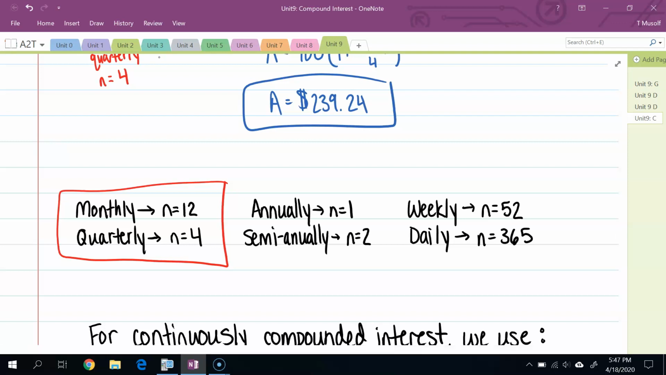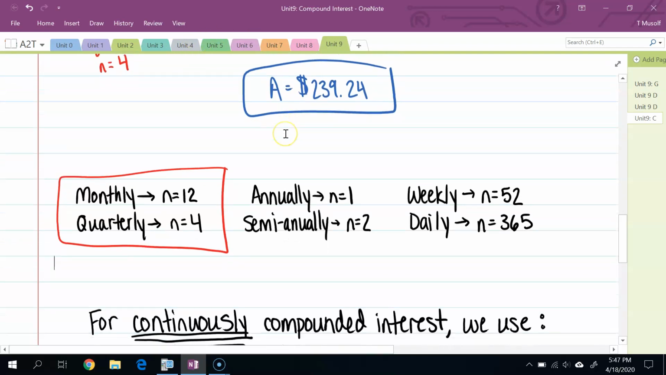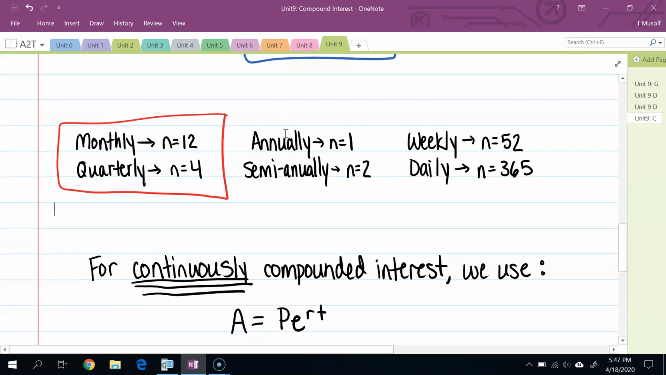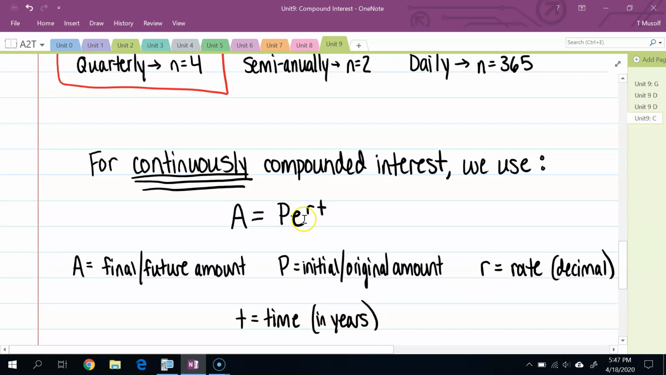And daily, same thing. All right, but there's actually one level further that we take it, and that is if compound interest is happening continuously or constantly. Right? There's no time value if I say I'm constantly compounding interest. So we have a separate formula for that. So for continuously compounded interest, we call this the PERT formula, because on that right side there it spells PERT.